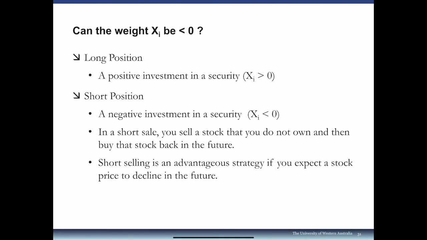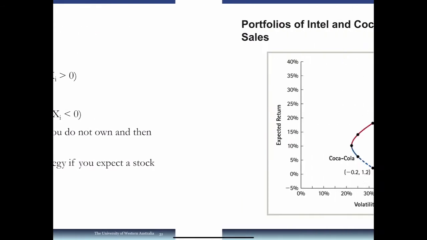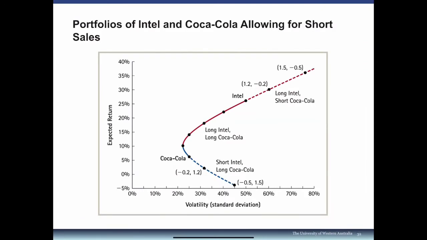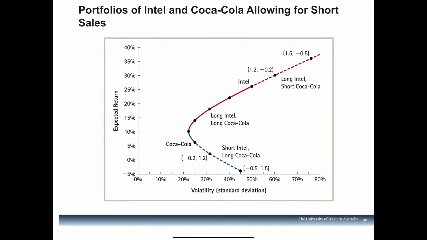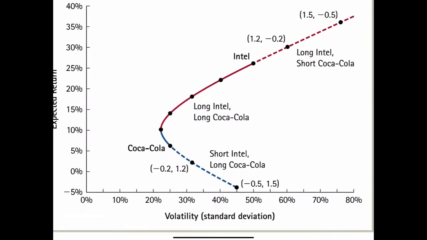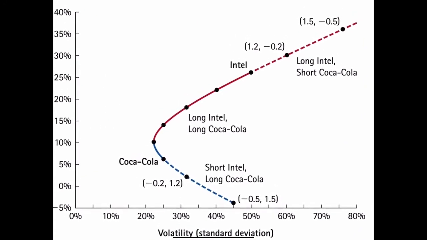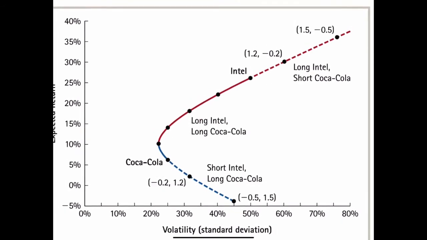So the weight x_i here can be negative. If the weight can be negative, then given an arbitrary correlation between Intel and Coca-Cola, we can extend our portfolio line. Which means you can short Intel, meaning you short sell Intel, and with the money you get from short selling Intel, you can buy more Coca-Cola. So you can go further down this line, but of course it's not recommended in this scenario, because everywhere over here on the blue line they're inefficient.